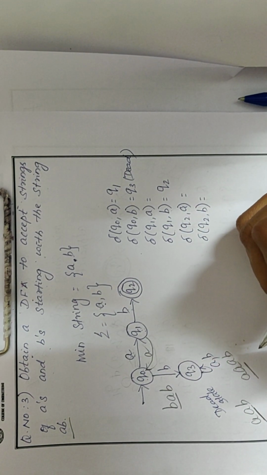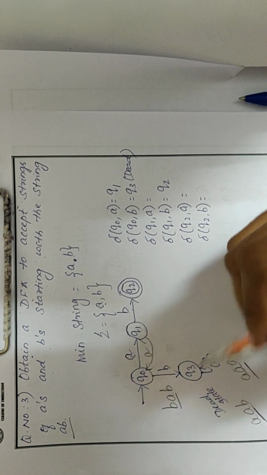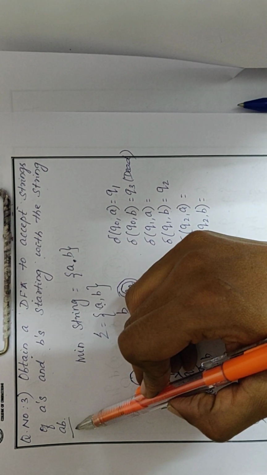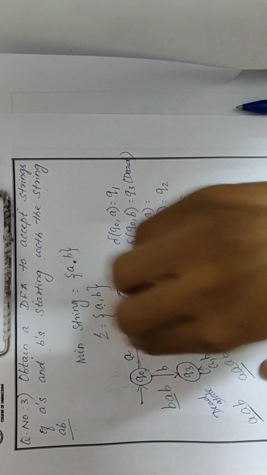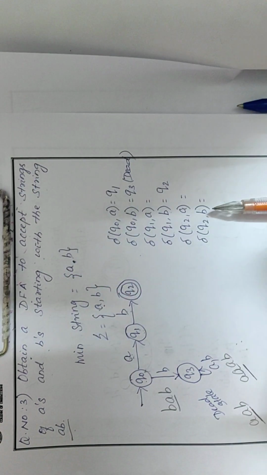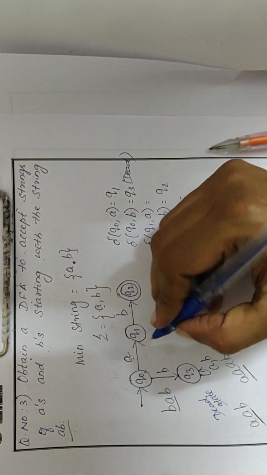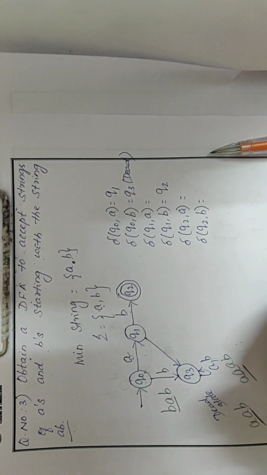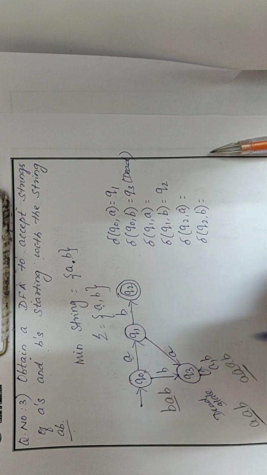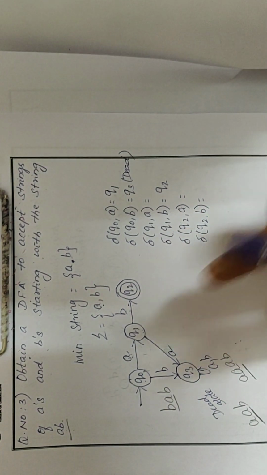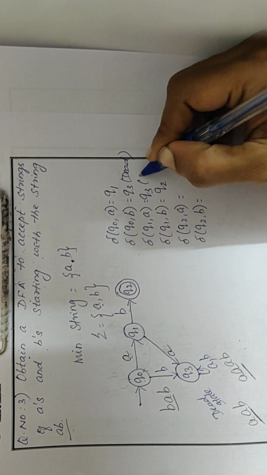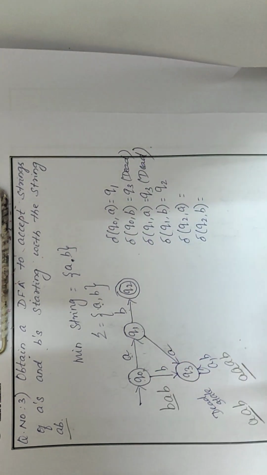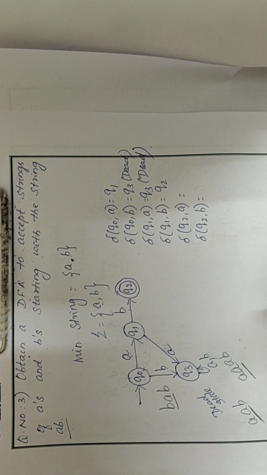Check the string. Again this string is starting with A, but my condition is A, B. So here even the previous is not possible. So what should I do? I should move to my dead state. So Q1, when it takes A, it is moving to Q3. What is Q3? Q3 is your dead state.